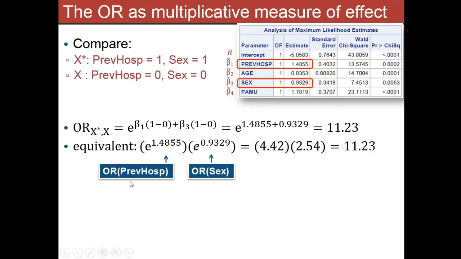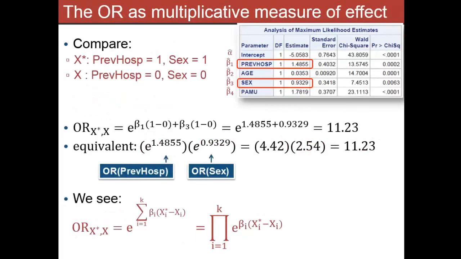This on its own is the odds ratio for previous hospitalization, and this is the odds ratio for male versus female. This is just each e to the beta separately. This product is exactly the same. So if I didn't have to add them first, I could have gotten just the odds ratio for previous hospitalized, just the odds ratio for sex 1 versus 0, multiplied them together, and gotten 11.2. So what does that mean? It means that these are multiplicatively changing the odds. This is the formula that captures that.